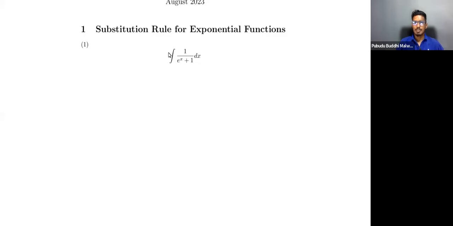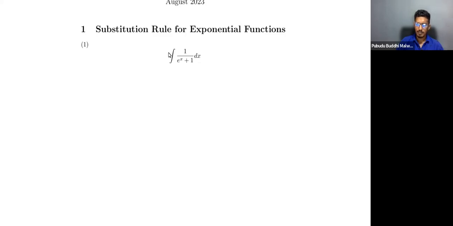Let's continue the substitution rule. In previous sessions, we discussed the substitution rule for natural log functions. In this session, I'm going to apply that substitution rule to exponential functions. So let's start with this one.